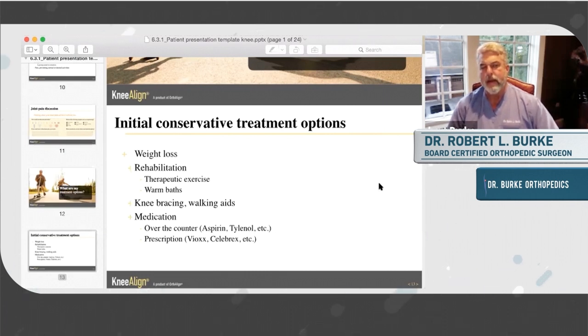There's no question that rehabilitation, working on strengthening the muscles around the lower extremity can be quite helpful. Heat can be effective in helping to loosen up the joint and also reducing stiffness. Knee bracing can be effective in milder cases. And then we have the various forms of medication, whether it be over the counter, such as aspirin or Tylenol, and then the prescription medications, which are many. The main course would be the anti-inflammatories, which there are multiple ones.